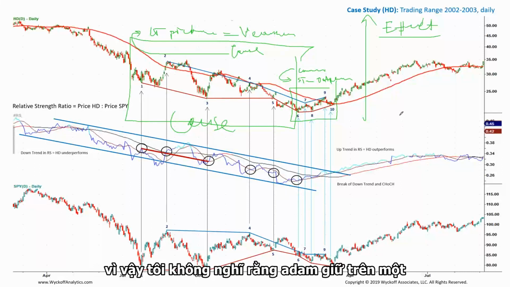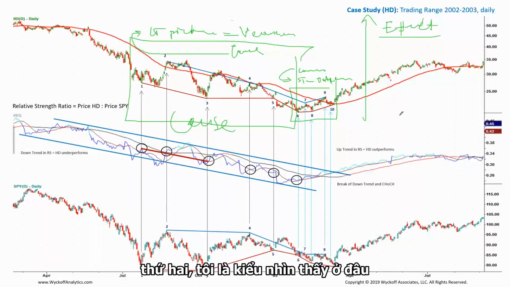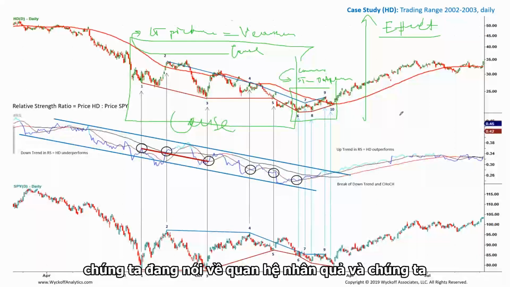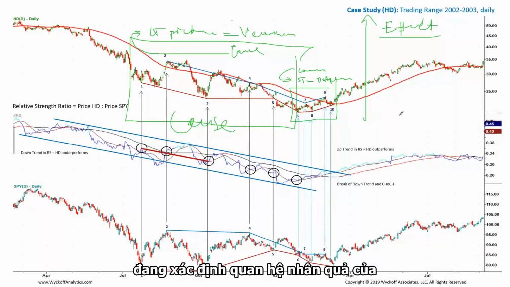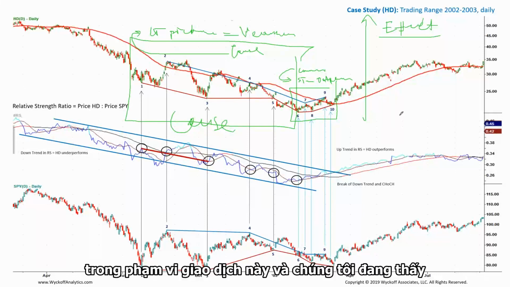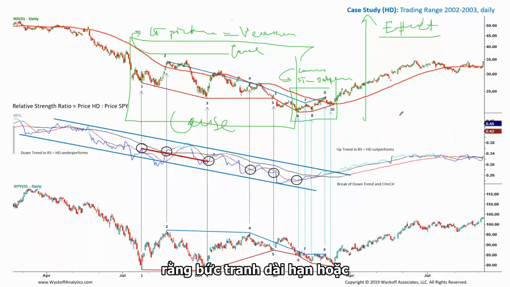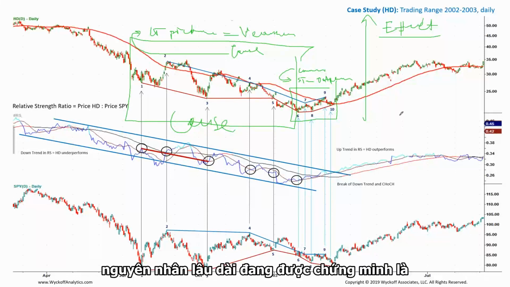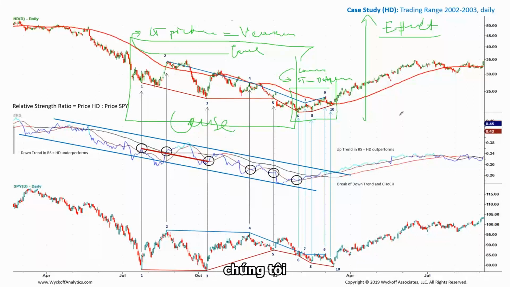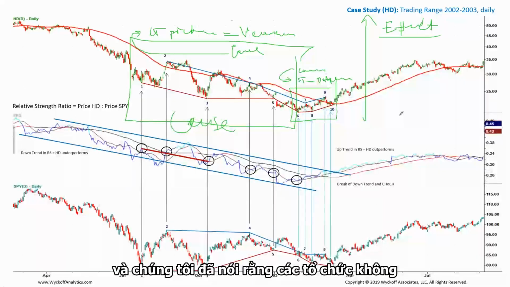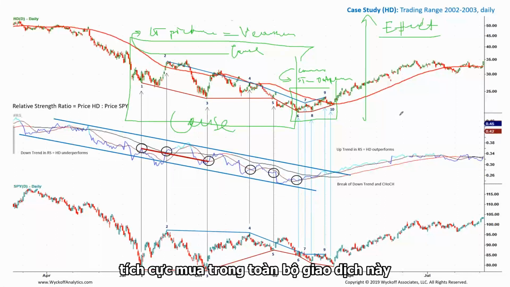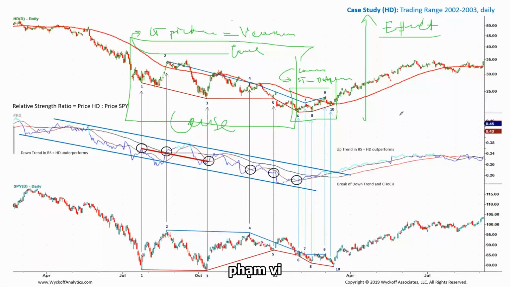Oh, think, Adam, hold on a second. I'm kind of seeing where you are. So just follow my logic here. We are talking about causality, and we are defining the causality of the leadership in this trading range. And we're seeing that the long-term picture, or the long-term cause that is being shown to us, is weakness. There is no strength there. And we said that institutions are not actively buying in this whole trading range.